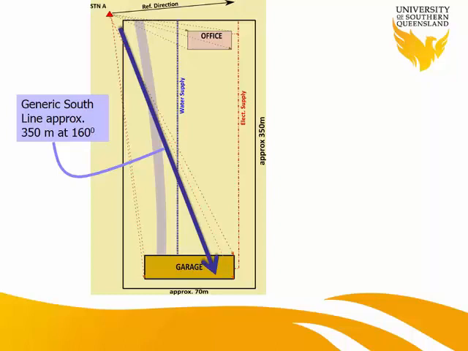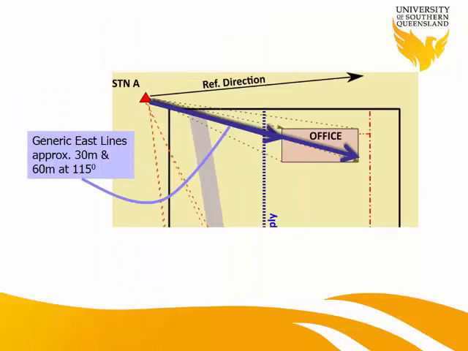You can simply use the spreadsheet if you like. If I assume the generic south line is approximately 350 meters at 160 degrees, that is the bearing and distance for the garage south line. And for the east line, sorry, that one was south, this one is east, I'd say it's approximately 30 to 60 meters at 115 degrees.